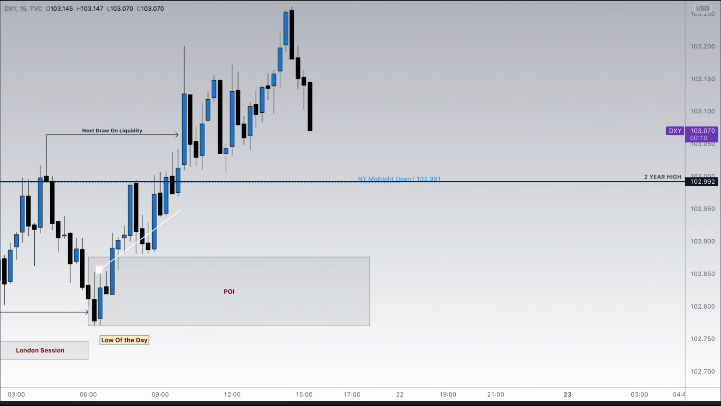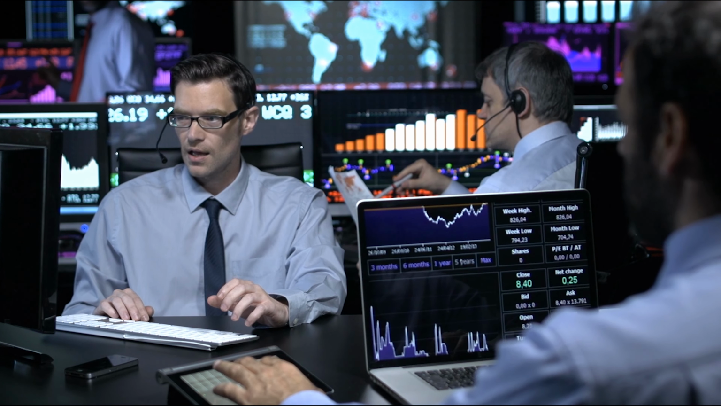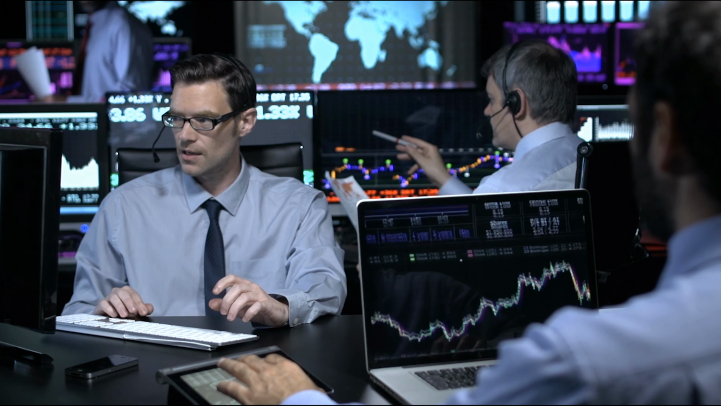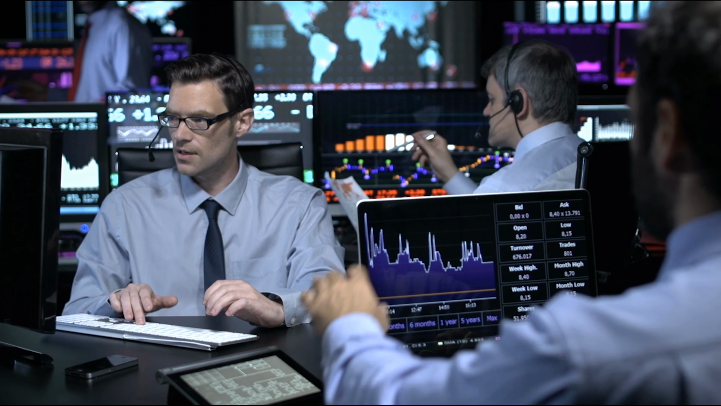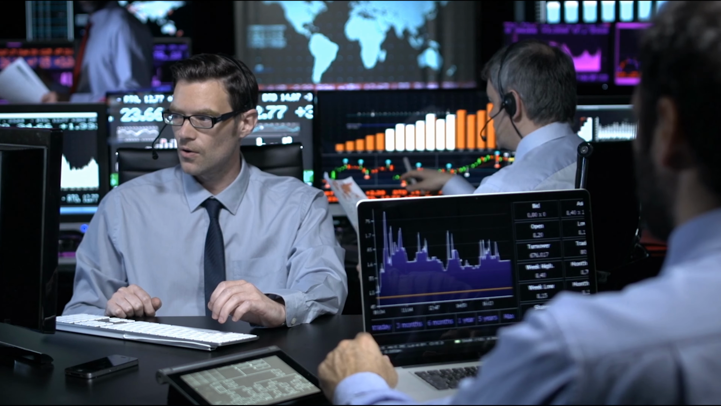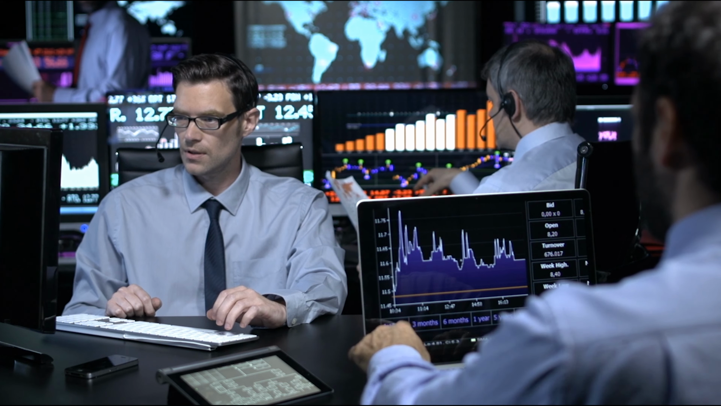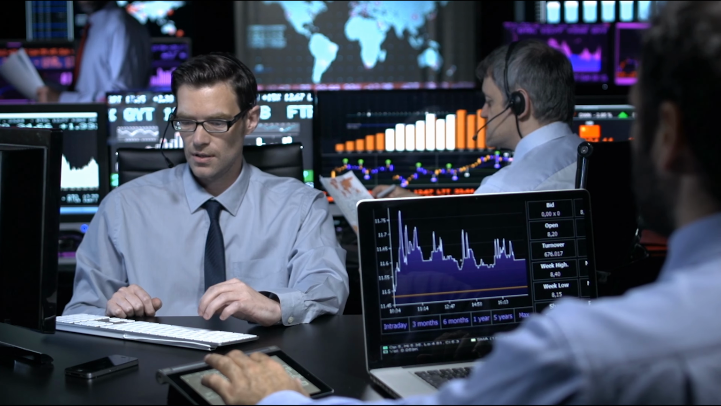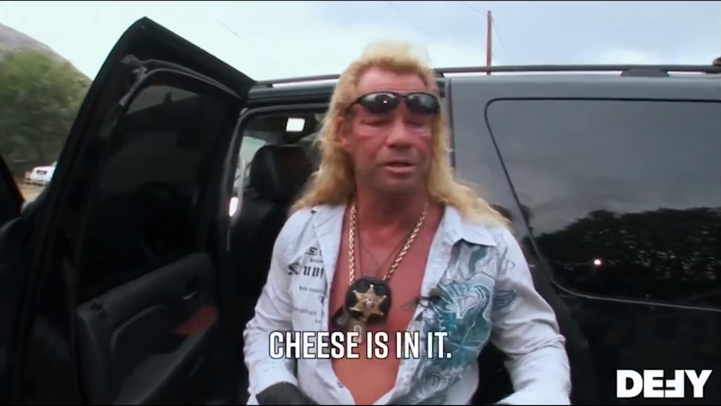Now that you have your point of interest mapped out on your chart, you allow the market to react to the initial data release. Then wait for the market to absorb that news and look for the manipulation to the wrong side, trapping dumb money or other retail traders. Trap is set, cheese is in it.